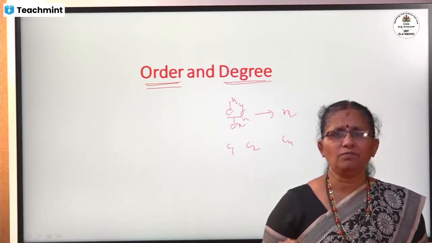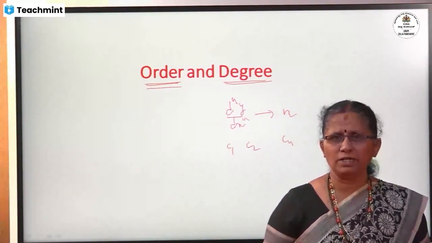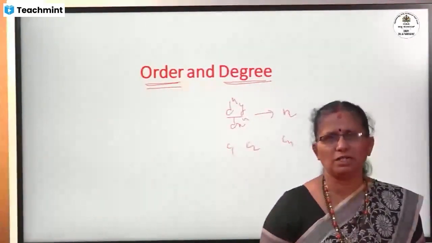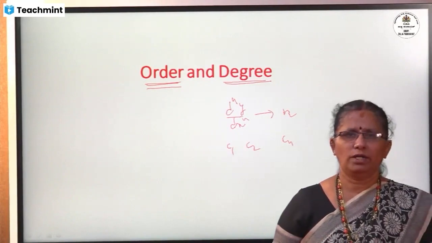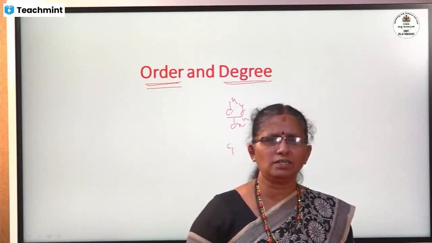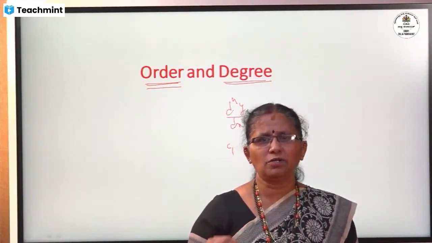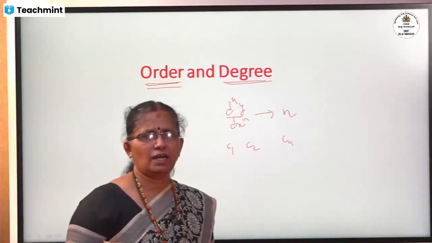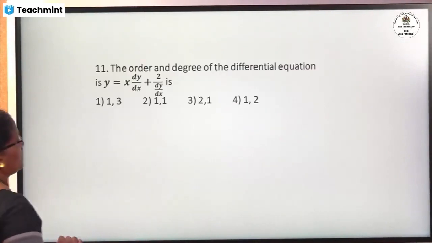So whenever we form a differential equation, if there is one arbitrary constant, I have to differentiate and get rid of that arbitrary constant. So my differential equation will be of order 1. If there are two arbitrary constants, we need to differentiate twice. Similarly, if the number of arbitrary constants is 3, we need to differentiate thrice, and so on. Now let us look at some questions on degree.